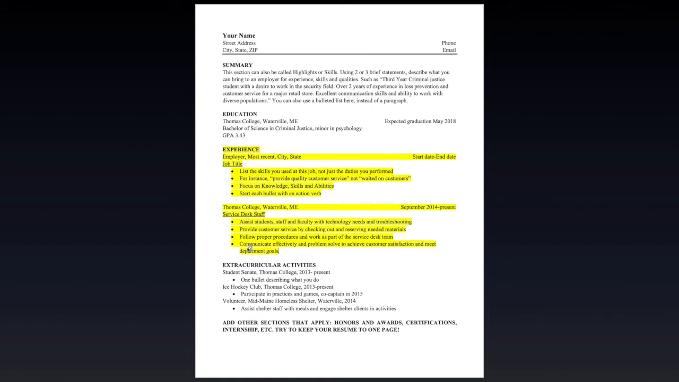As far as how many bullets, that really depends on the job. If you have a job that you did a ton of amazing things at, it's going to have a lot more bullets than one that was less complex. With a less complex job, you might only have 1 or 2 bullets, and that's okay.